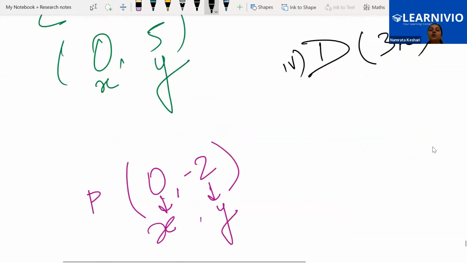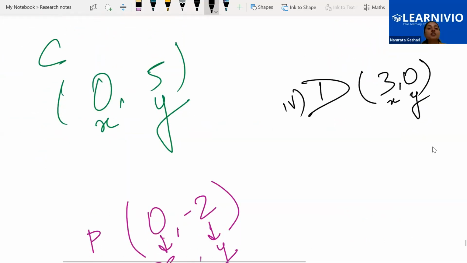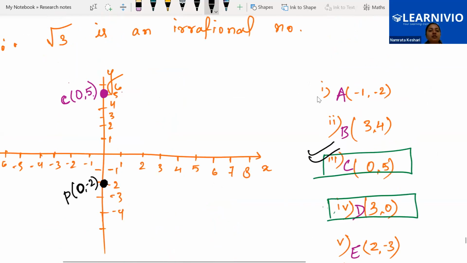Okay, (3, 0). Whenever you have a point, write teeny tiny X and Y, just so that you will be clear that X is 3, Y is 0. X is +3 or -3? X is +3 and Y is 0, which means nothing. When X is +3, here we have X as +3.